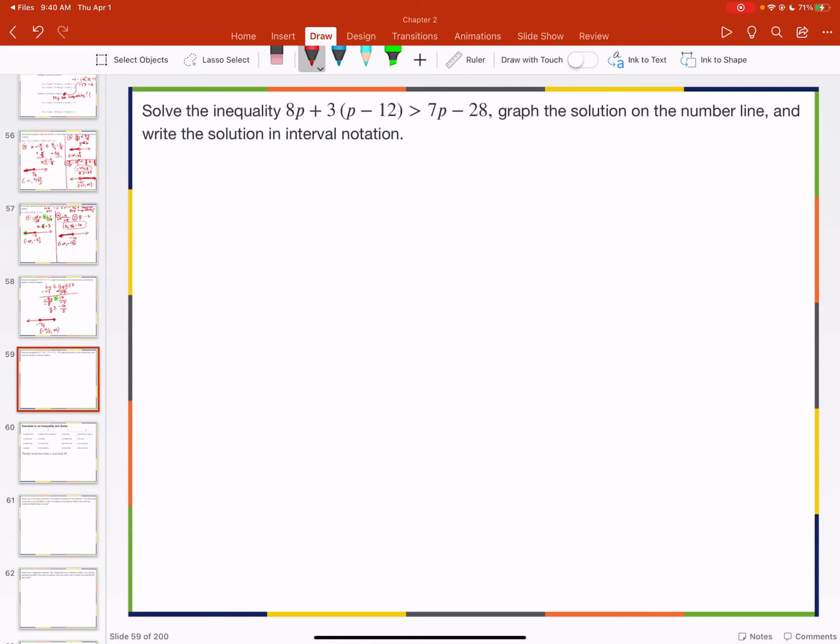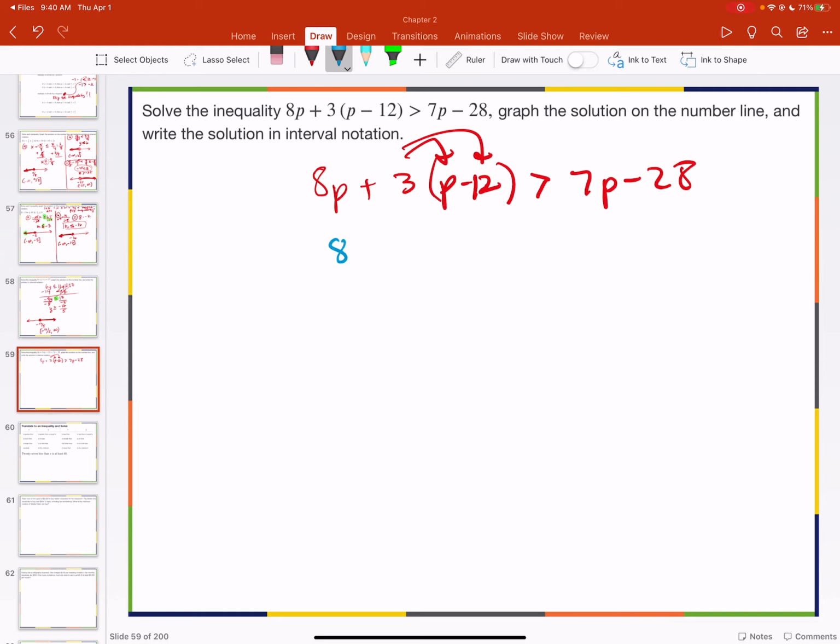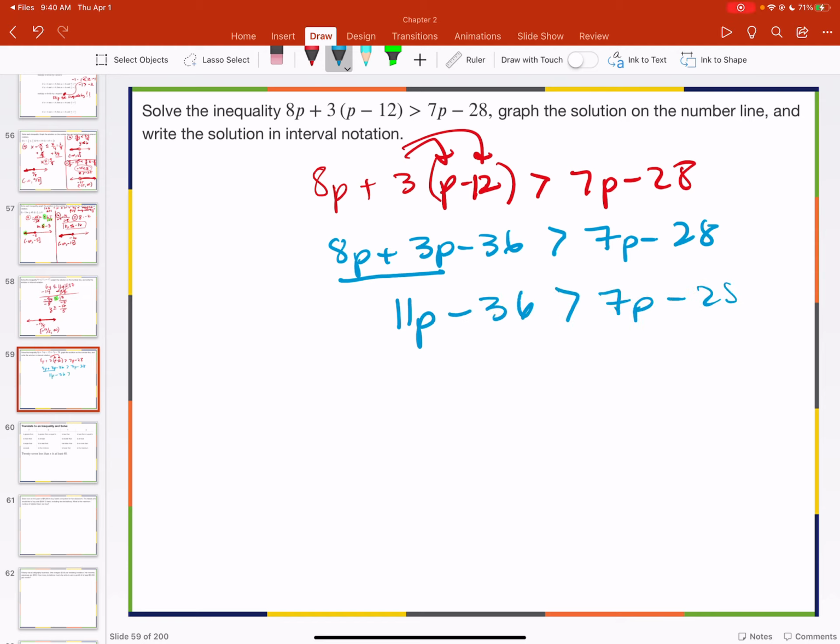All right, one more. This one looks fun, a little more complicated: 8p plus 3 times the quantity p minus 12 greater than 7p minus 28. Let's distribute, changing the color. 8p plus 3p minus 36 greater than 7p minus 28. Combining like terms, 11p minus 36 greater than 7p minus 28. Moving the constants to the right, so add 36 to both sides. 11p greater than 7p.